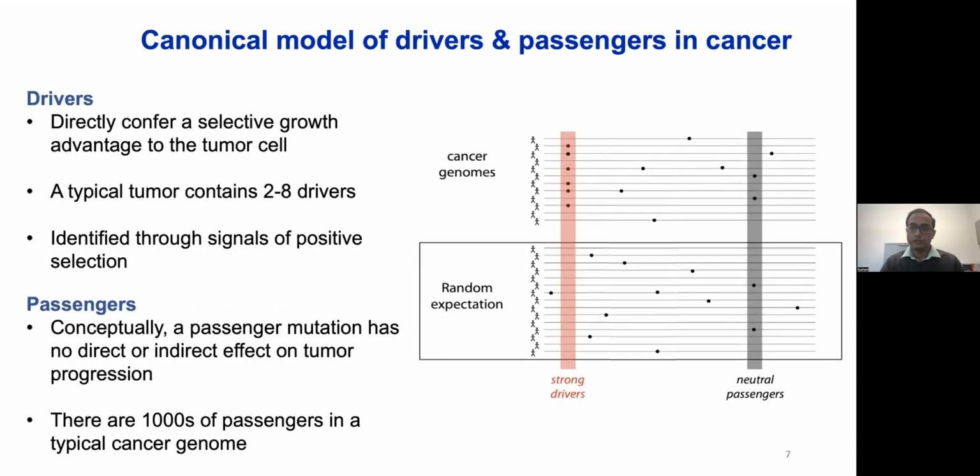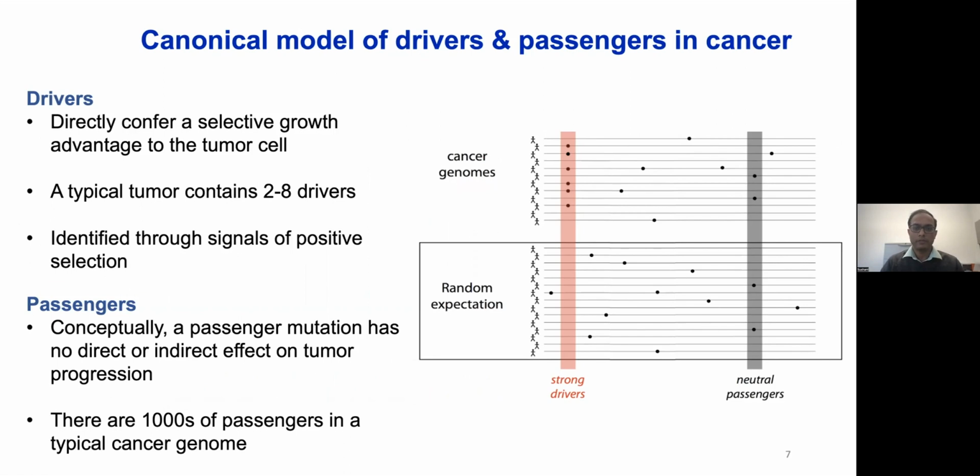So in the field of cancer genomics, we call these actionable or key mutations driver mutations, which are supposed to provide selective growth advantage to tumor cells. They're typically a handful in number. Depending upon cancer type, you will observe anywhere between 2 to 8 driver mutations in a given cancer patient. And the genomic elements where these driver mutations reside, the so-called driver elements, are generally identified by searching for what we call signal of positive selection.